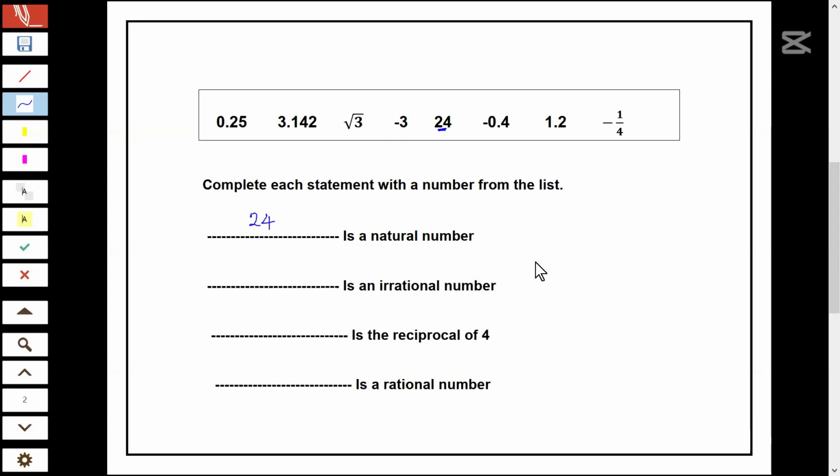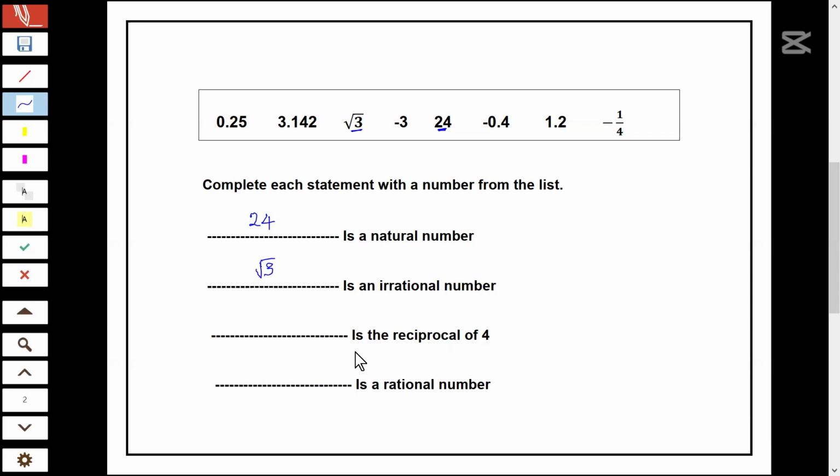Now, the next question says we have to identify the irrational numbers. Of course, irrational numbers cannot be expressed as fractions. So if you look at the list of numbers here, let's try to identify numbers that cannot be expressed as fractions. You will discover that the surd √3 is an irrational number. That's the only irrational number we have on the list, so we have root 3.